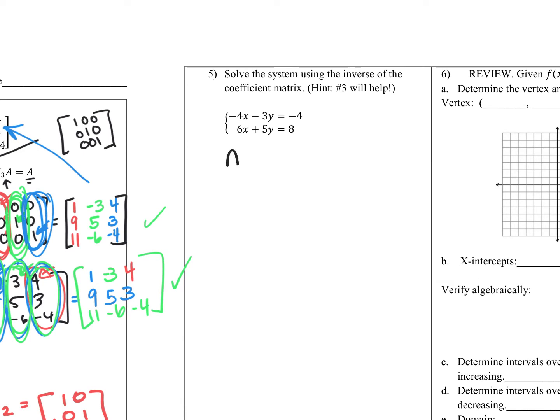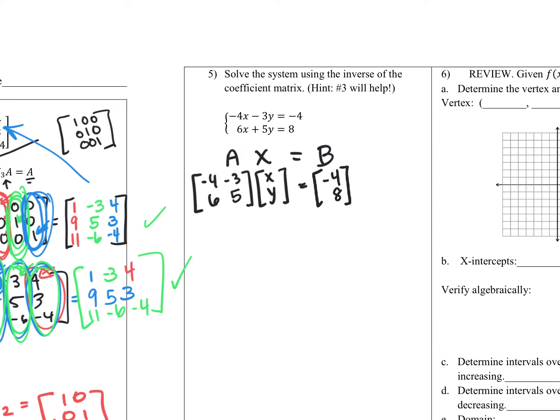All right, number 5, solve the system using the inverse of the coefficient matrix. So remember, we could write any system in this way where A, X, and B are matrices. So matrix A is the coefficient matrix. So we have negative 4, negative 3, 6, and 5. The matrix X is a column matrix with the variables that we have going on. This will equal the constants, negative 4, 8.